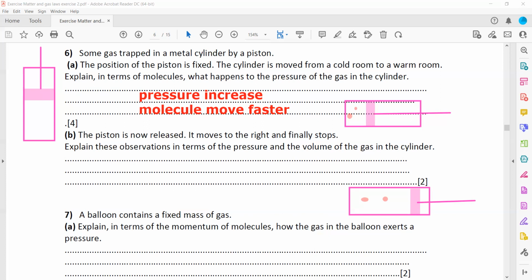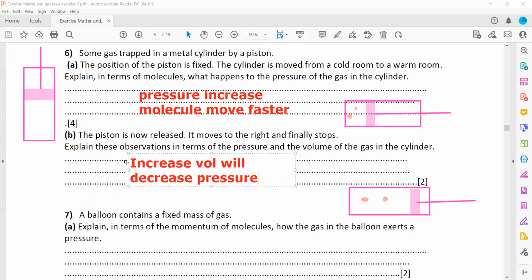The reason for that is that the volume is increasing and there will be fewer collisions between the molecules and the wall of the container. The number, or frequency, of collisions will decrease. So as we increase the volume, the pressure decreases, because there are fewer collisions between the molecules as well as with the wall of the container.